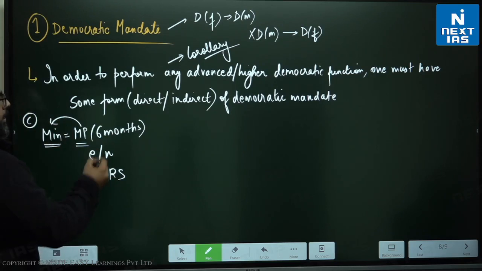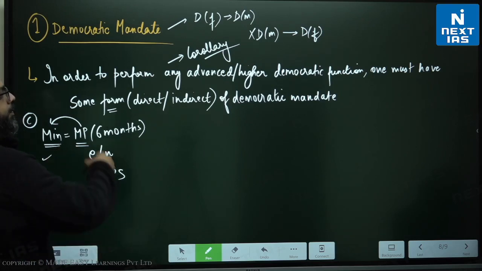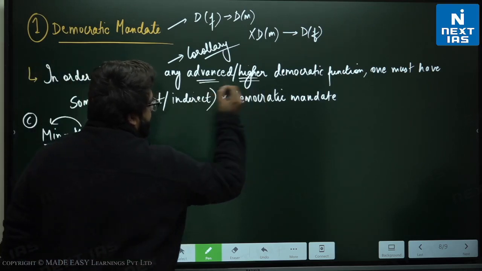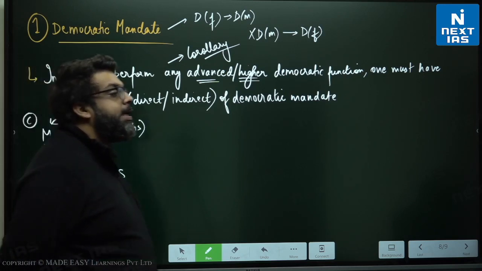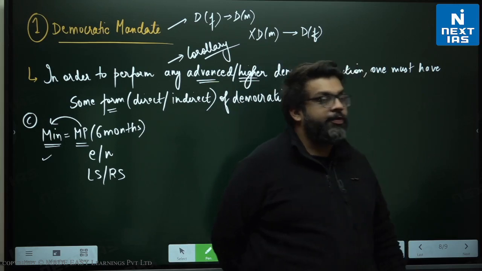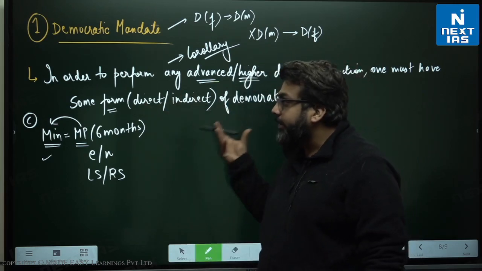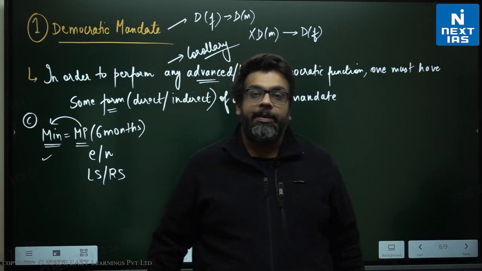But the least form of your democratic mandate is that you have to be an MP so that you can be a minister, even if not immediately, but within 6 months. Because as a minister, you are performing an advanced higher function of executing policy in the country, of formulating policy in the country, of making key decisions which are going to affect the lives of millions in this country. The least we expect out of you is that you are representing some form of people in the country. If you are not, then you don't deserve to be the minister.